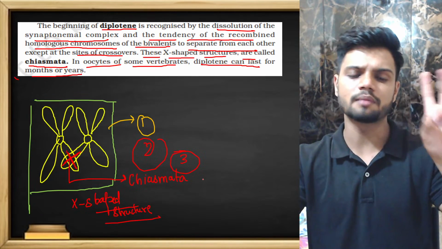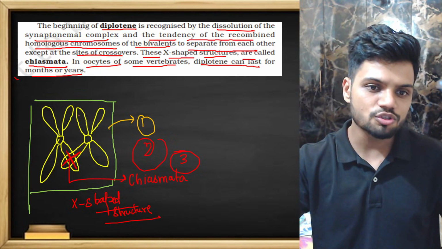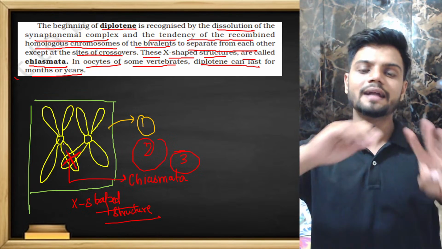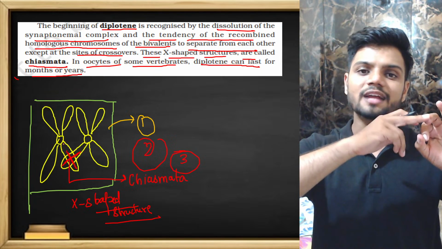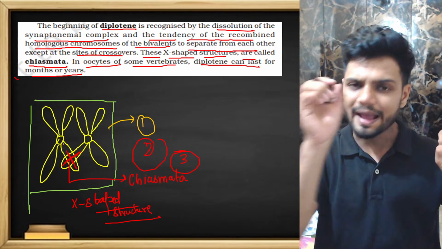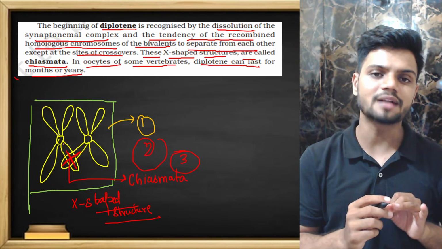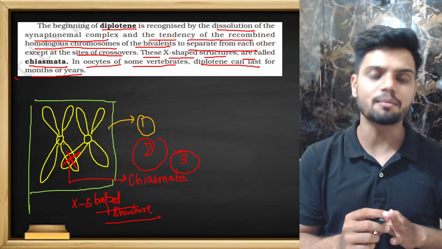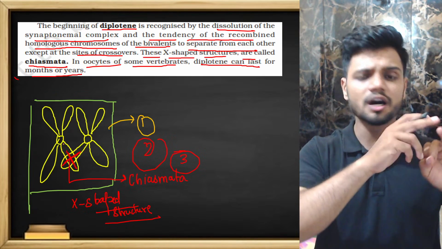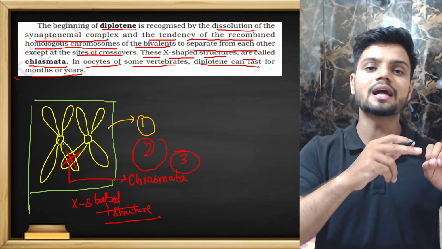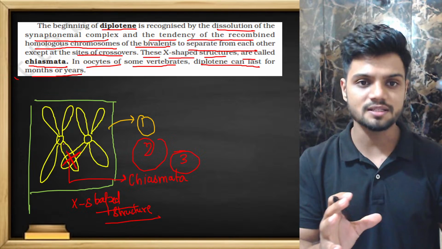Now we have the diplotene, three main points. First point is the dissolution of the synaptonemal complex. The entire complex is being dissolved. Second point is that the chromosomes are separated out except at one point, which is called chiasmata, also called the X-shape mark. Third point is that diplotene can last for many years.